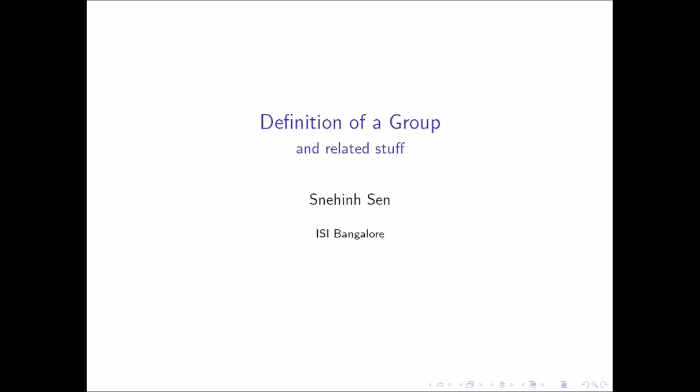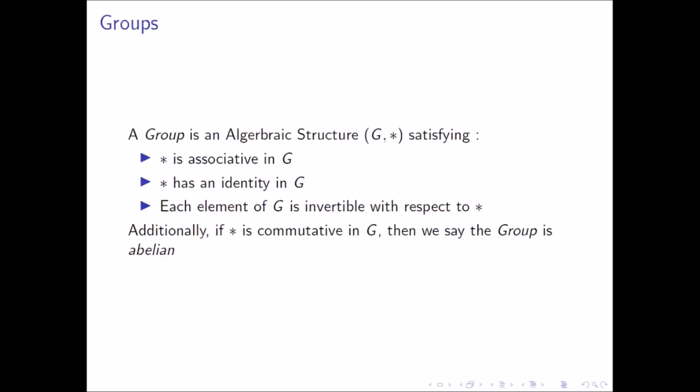So now we shall look into the definition of a group and also definitions and examples of related terminologies. A group is an algebraic structure, which we just discussed, is a set with an operation on that set satisfying that this operation star is associative in G, that is (A star B) star C is the same as doing B star C first and then operating with A, that is A star (B star C).